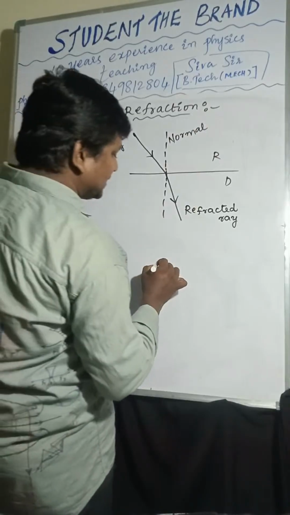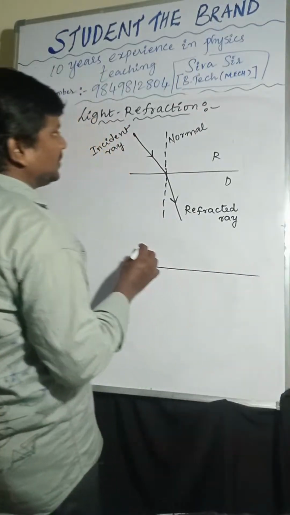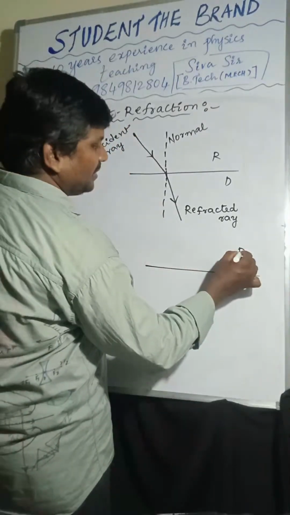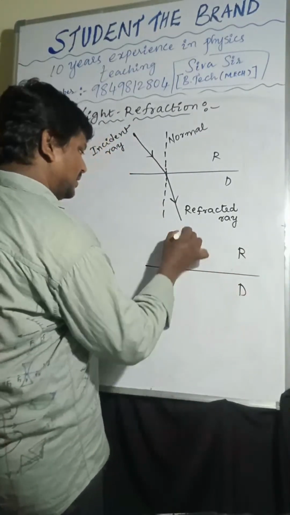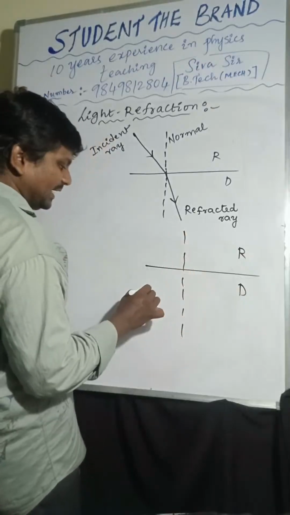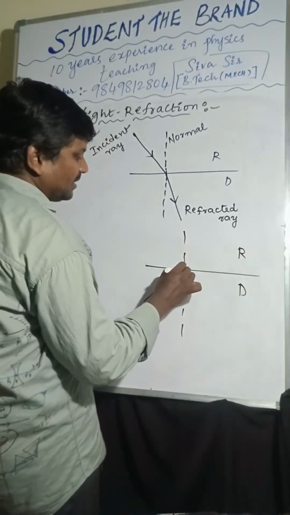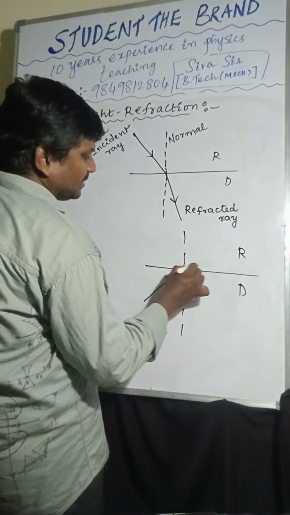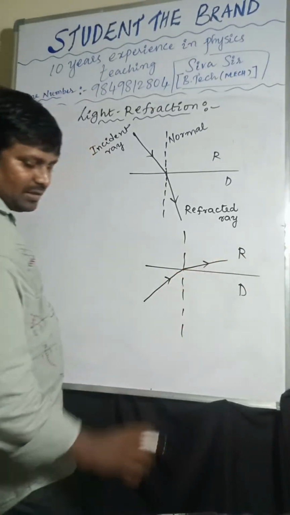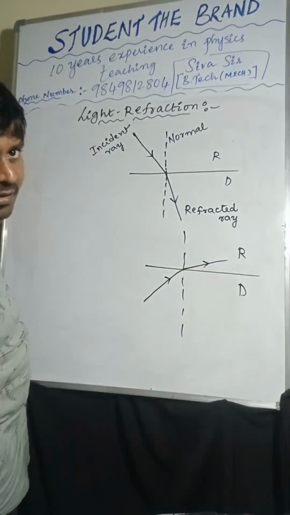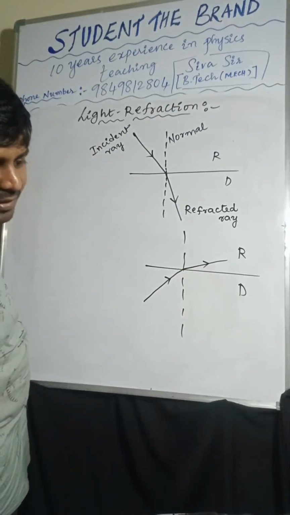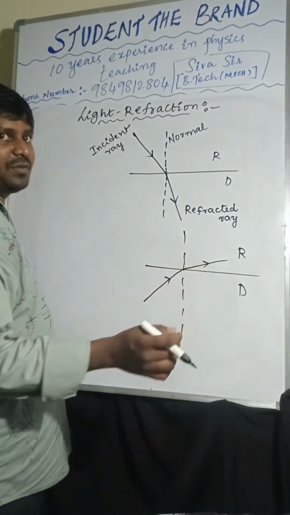If the light ray is passing from denser to rarer, I'm considering this the rarer medium and this one the denser medium. This is the normal line. If the light ray is passing from denser to rarer, it moves away from the normal line.